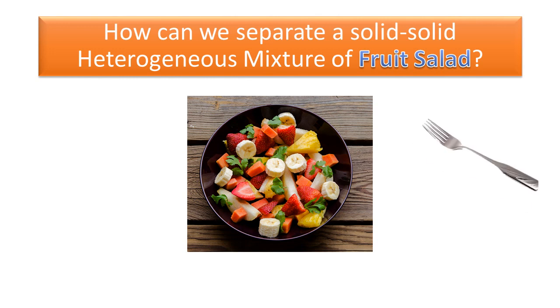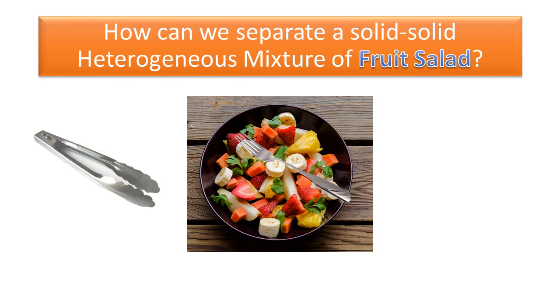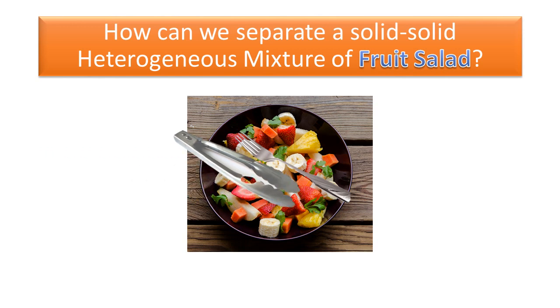You can use a fork, and by the fork you can collect, let's say, the strawberries. If you don't like the strawberries, you will collect them all based on their color and shape and even the size. Or you can use tongs or something like a tweezer. You can collect, let's say, the bananas if you don't like them, or you like them and you want to collect them, in order to separate the components of a fruit salad.